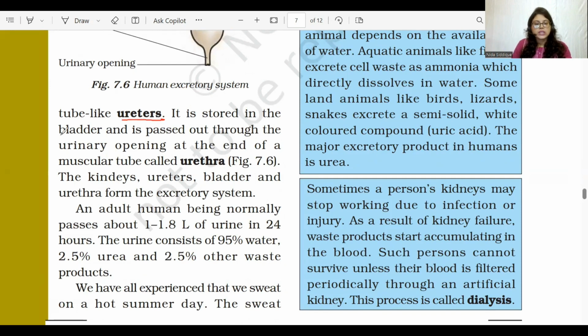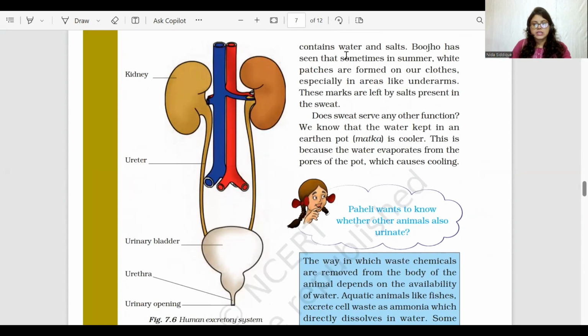So urine is stored in the bladder and it is passed out through the urinary opening at the end of a muscular tube called urethra. And urethra के through ये हमारे body से बाहर निकलता है. Okay, so now we will be looking at the diagram and we will understand the different parts of our excretory system. So this is the diagram of our human excretory system.